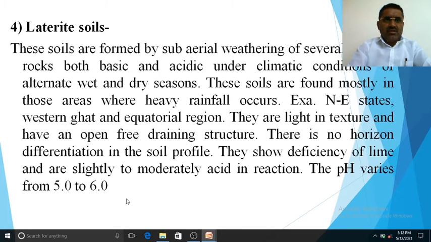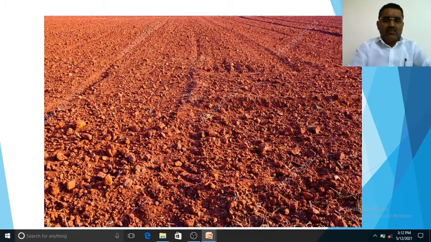So this type of soil is found only in those areas where there is heavy rainfall, or sometimes where there are alternate wet and dry seasons. So this is the pictorial presentation of laterite soil.